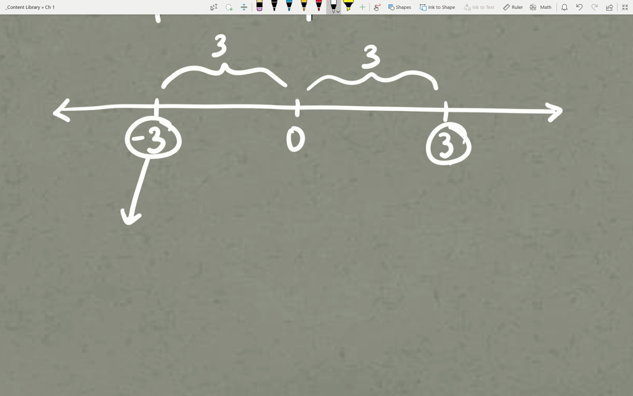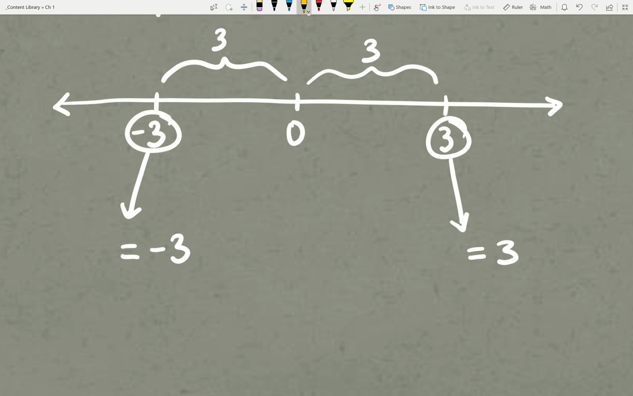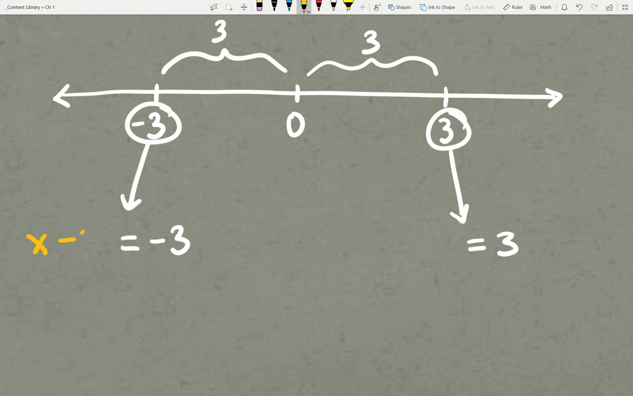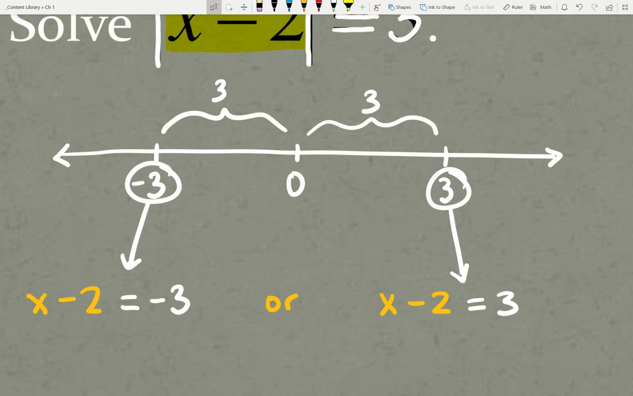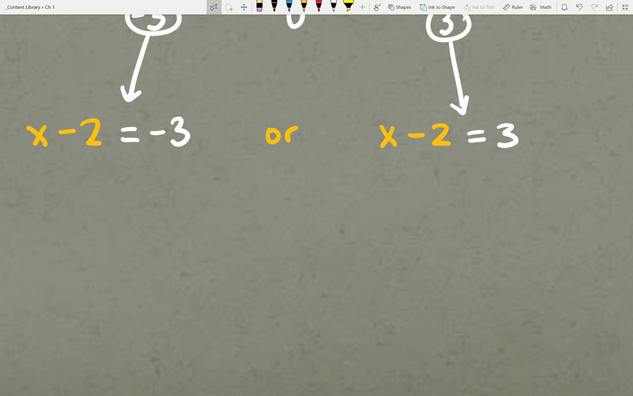We're going to go ahead and take these two candidates for what that mystery number could be, and we're going to say that that mystery number could be equal to negative 3 or it could be equal to positive 3. Now, what did that mystery number look like again? Oh yeah, it looked like x minus 2. So we'll say x minus 2 is either equal to negative 3 or x minus 2 is equal to positive 3. Again, because in the equation it says that the distance away from 0 for that number is 3 units. So these are the only two candidates that could be possible.